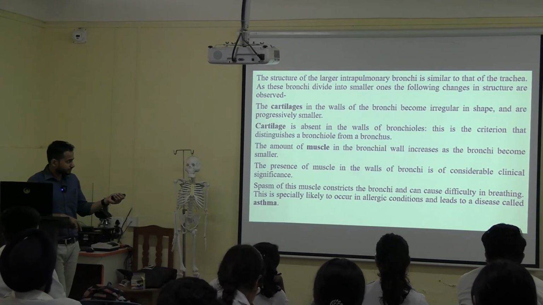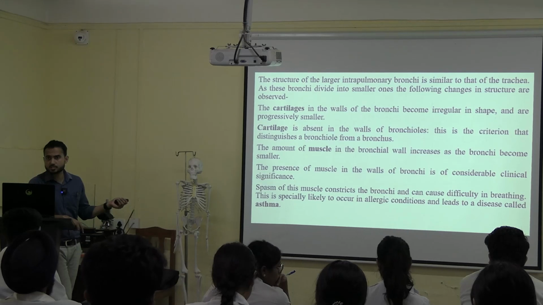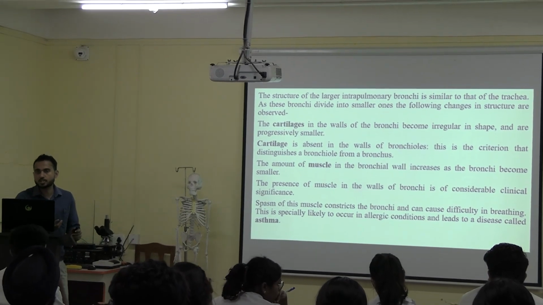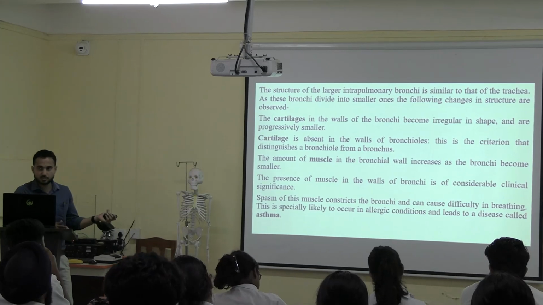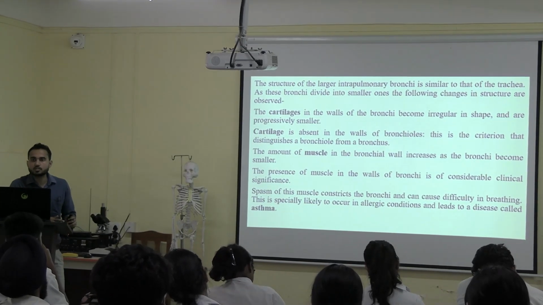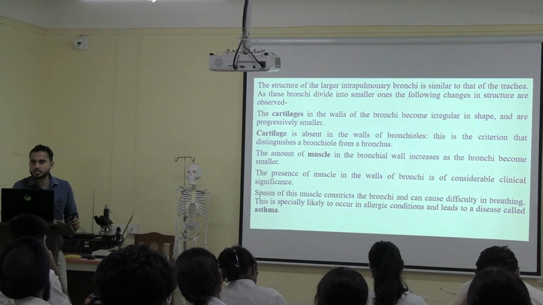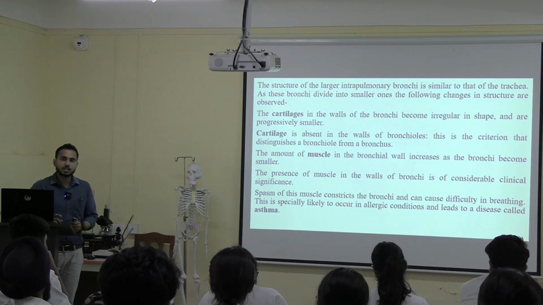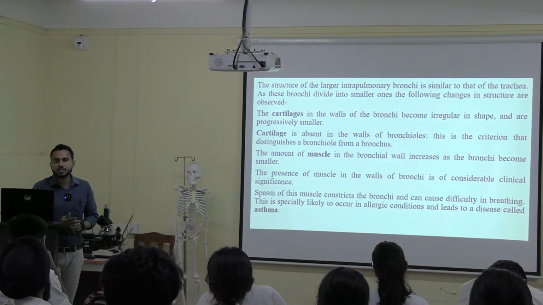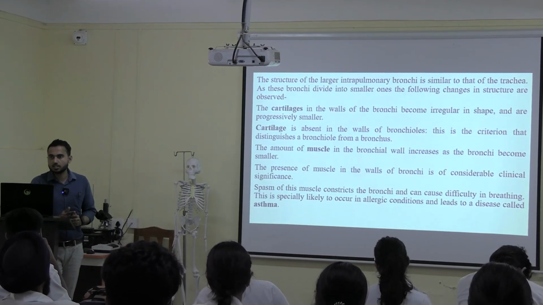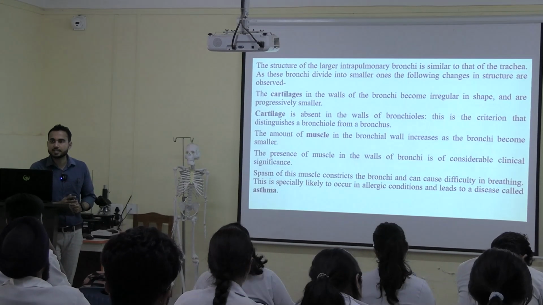Next, due to the presence of these muscle cells in the bronchioles, it has an important clinical significance, and that is called asthma. In that case, what happens? There will be spasm in the smooth muscles of the bronchioles. As a result, the diameter will further reduce. After that, what will happen? The patient will feel difficulty in breathing, which is often associated with asthma.